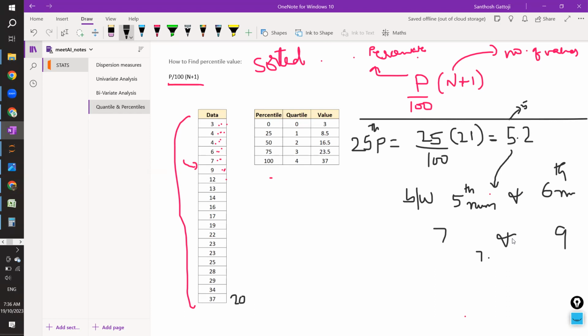If you take 7 to 9 as 20 parts, 7 to 8 is 10 parts and 8 to 9 is 10 parts. So total 20 parts, we got 0.2. So it means 4.